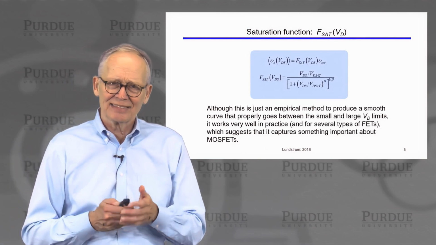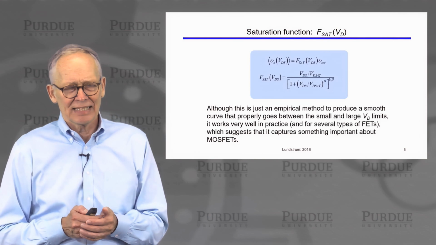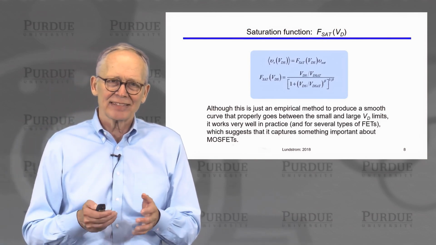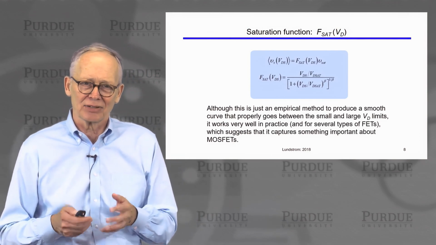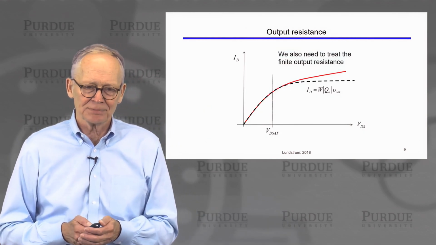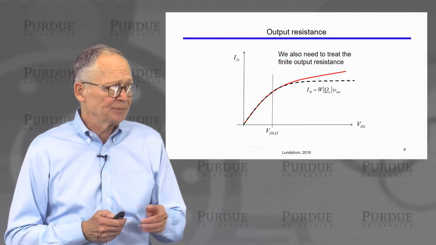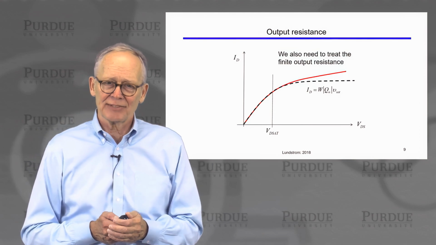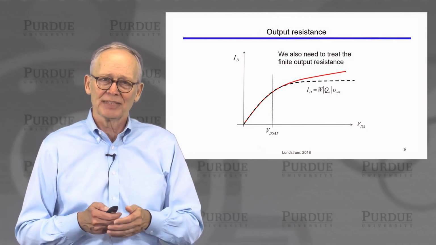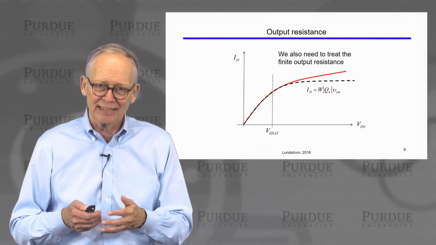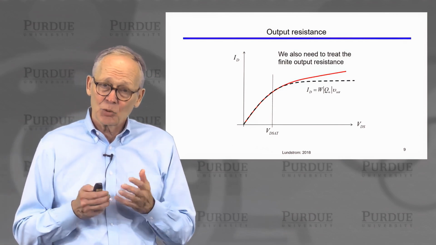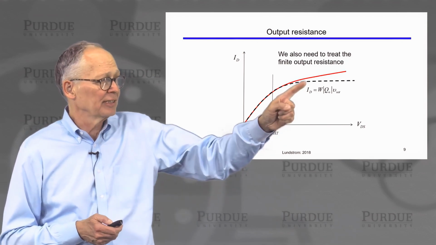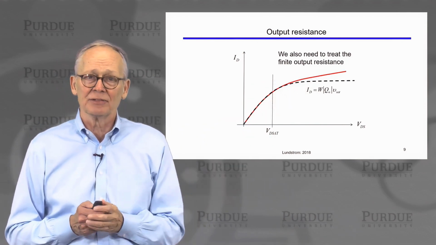So although it's a semi-empirical expression, it provides good fits to a wide variety of MOSFETs, so it suggests that we're capturing something important that goes on in field effect transistors. Now, it's not the whole story, because we know that the current does not saturate in a short channel MOSFET. There's some finite output slope, which gives us some finite, non-infinite output resistance. So we also need to be sure that we treat that increase in current in the saturation regime with an increase in drain voltage.